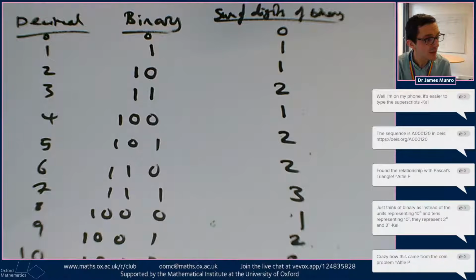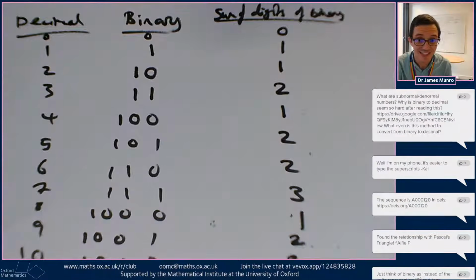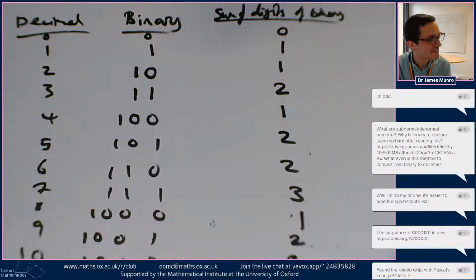Superscript's easy on phone. Interesting. Yes, and this is a sequence so important that it's number 000-120 in OEIS, which stands for Online Encyclopedia of Integer Sequences, which has lots of interesting integer sequences. It's possibly the nerdiest maths website ever.